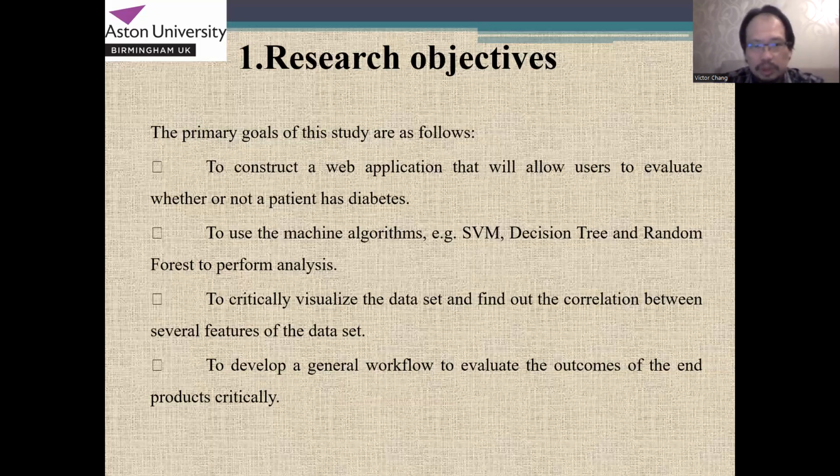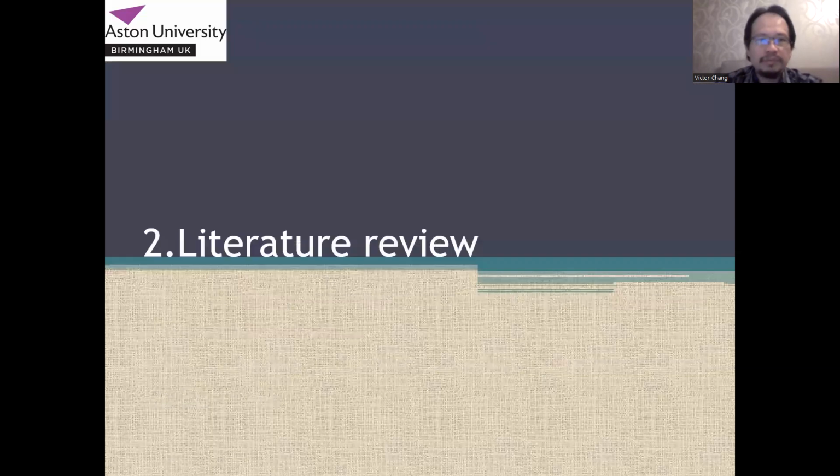Finally, we developed a general flow to evaluate the outcomes of the ML products critically, so we can at least understand what the issues are, and also go further when we realize there are some very interesting observations. We are going to tell all of you.